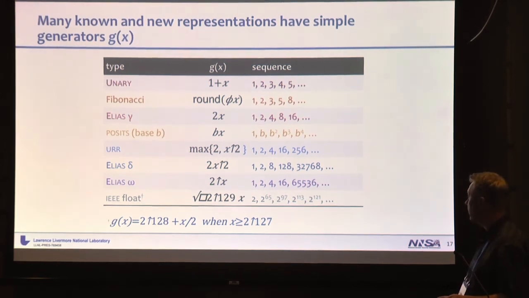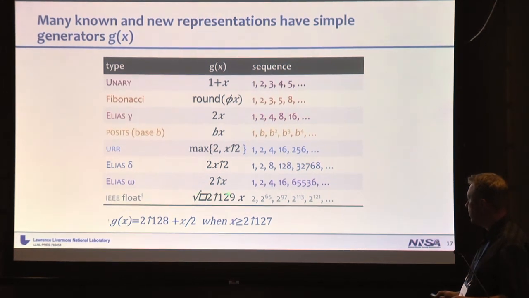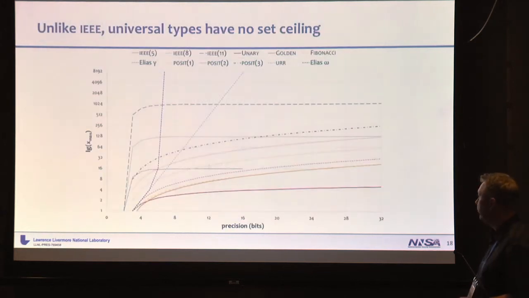That increases extremely rapidly. You can even represent IEEE single precision this way, and apologies for the formula here, it got messed up, but it's just the square root of 2 to the 129 for single precision times x, and you keep doing that. You need a special rule for IEEE because it uses a piecewise representation, but you can sort of shoehorn IEEE into this framework as well.